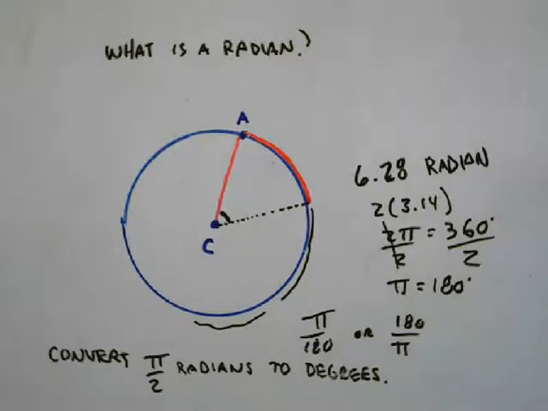So quickly here, as the bell is ringing, if I want to convert pi over 2, well, we have pi on top. We want to go to degrees, so we want to get rid of the pi. So we want to multiply it by 180 over pi. Why? We want the pi's to cancel out. We divide the numbers. 180 over 2 equals 90 degrees. Sorry, I moved off there.